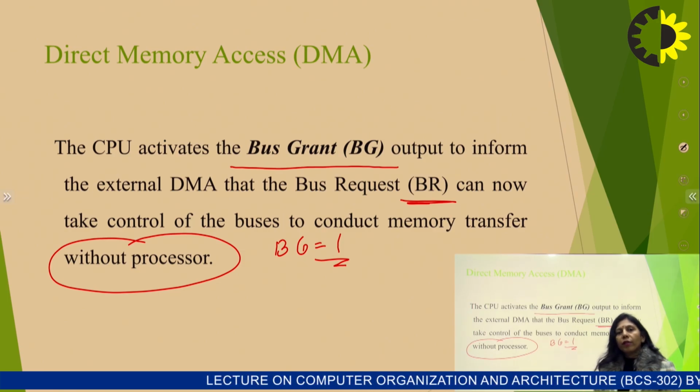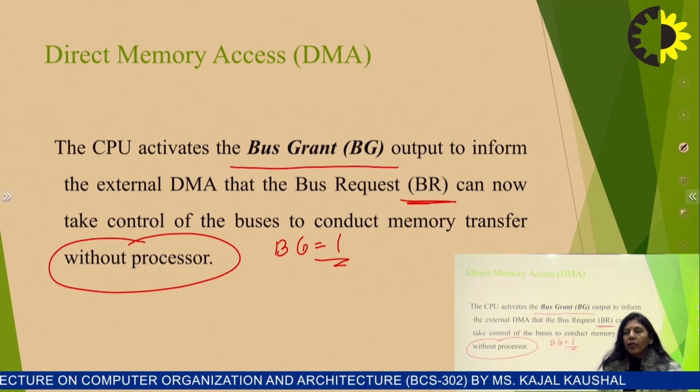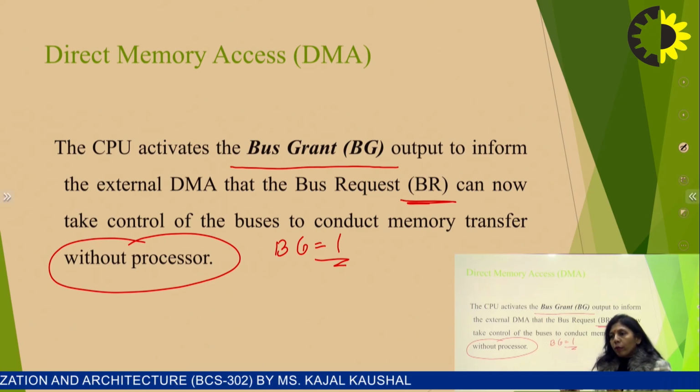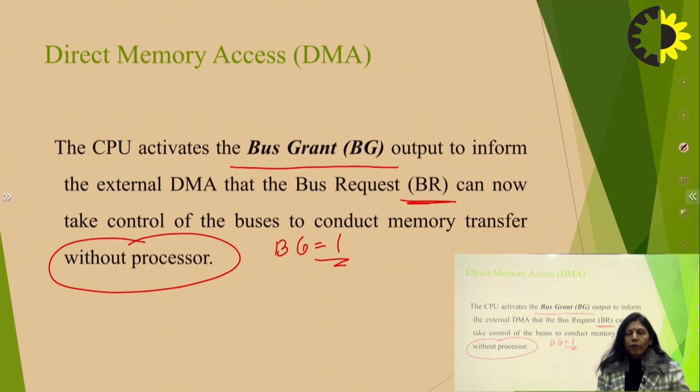Like, say for example, video is being transferred from the hard disk to the RAM. At the same time, simultaneously, the CPU must be handling some browser information. It must be handling some other applications for the user. So, both the tasks are handled parallelly, one by the CPU and another one by the DMA.